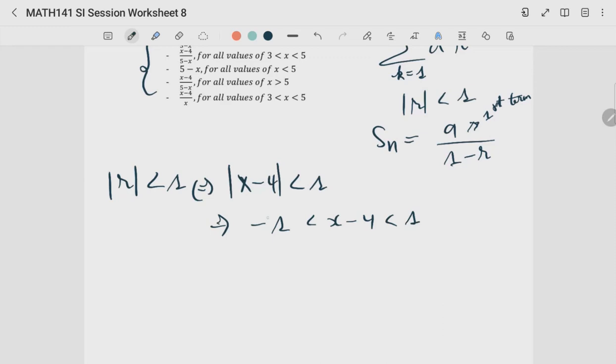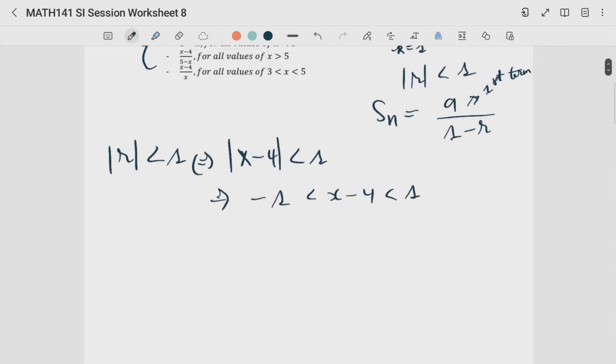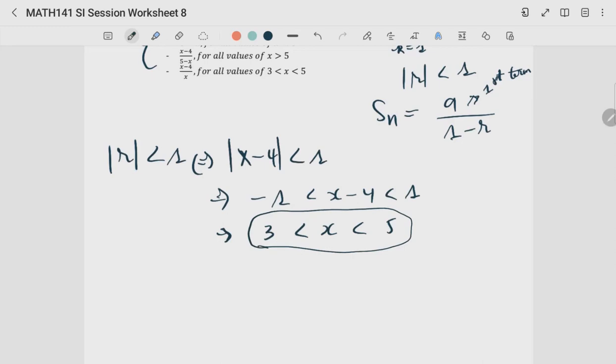Now that we know that, we can add 4 on both sides. If you add 4 on both sides, then you have 3 is less than x, which is less than 5. So this is the total interval of the values of x under which the convergence is assured. The series converges only when x is between 3 and 5, in other words.